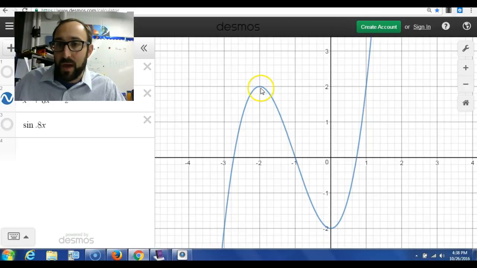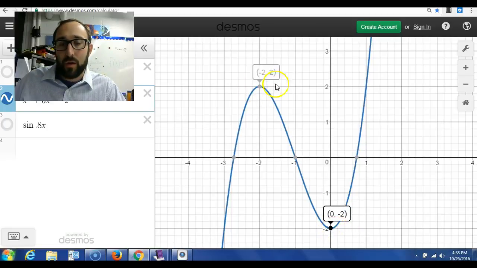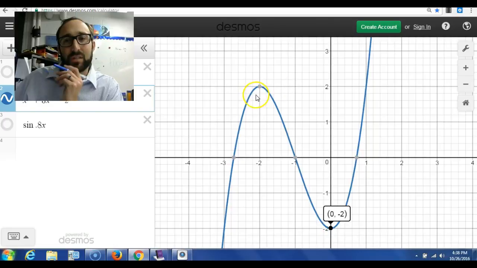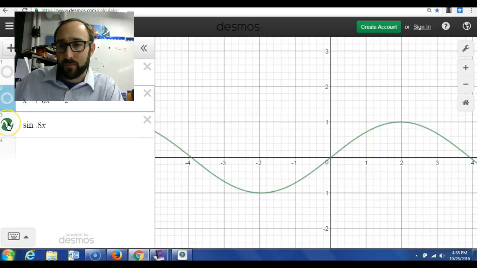Right here's my relative max, negative 2, 2. And right here's my relative min, 0, negative 2. What I want you to look at again is, what's the slope at this point? What's the derivative at this point? What's the derivative at this point? Interesting. Okay, let's look at sine of 0.8.